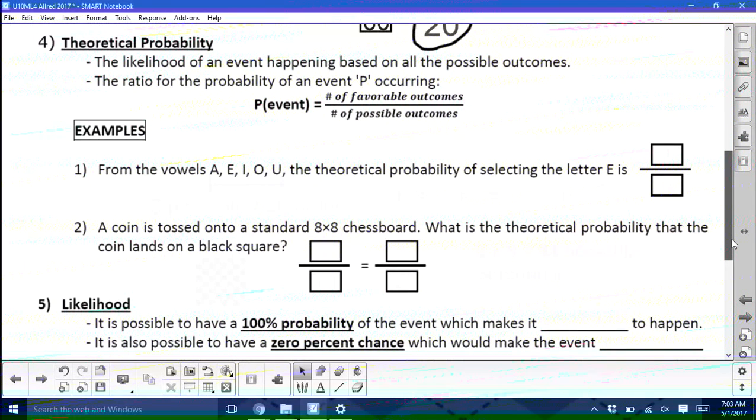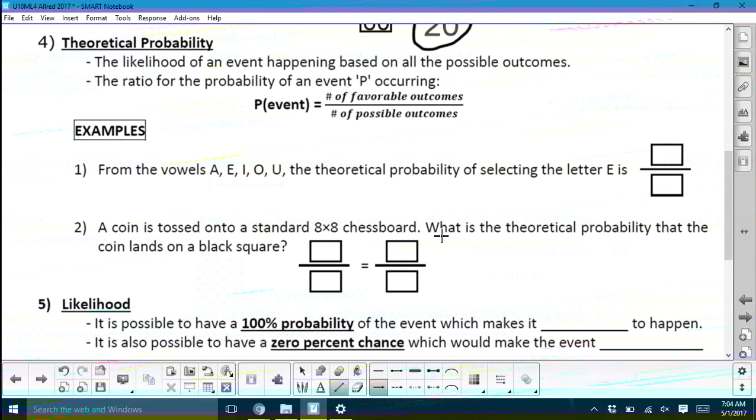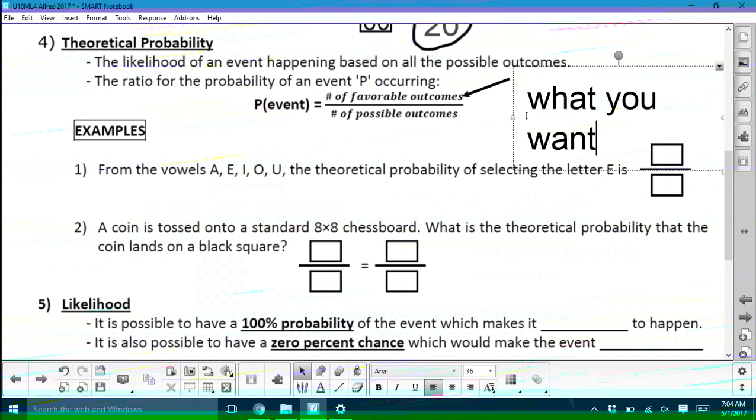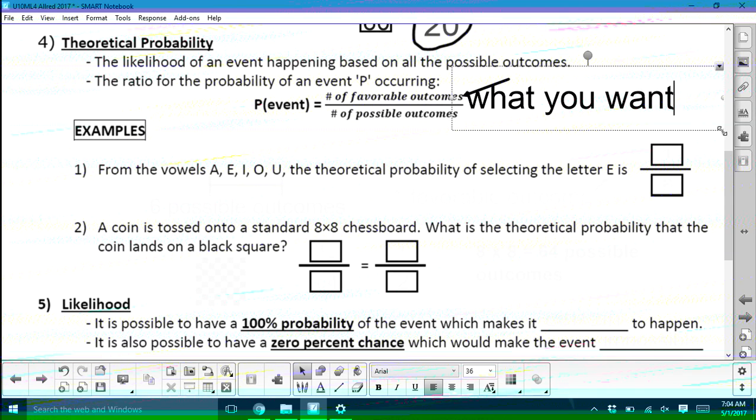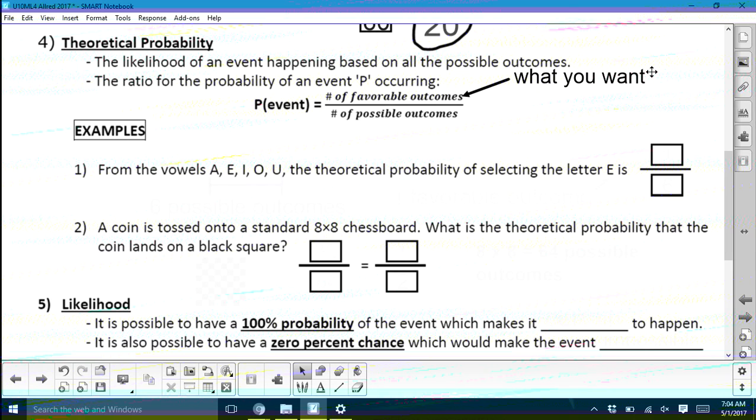Theoretical probability is the likelihood of an event happening based on all the possible outcomes. Instead of actually doing the experiment, we just make a list of the outcomes and think about what could happen instead. It's the number of favorable outcomes, what you want. Favorable is a big math way to say whatever outcomes you actually want. So I'm going to write that down. Thank you very much for writing that down. Over the total number of possible outcomes.